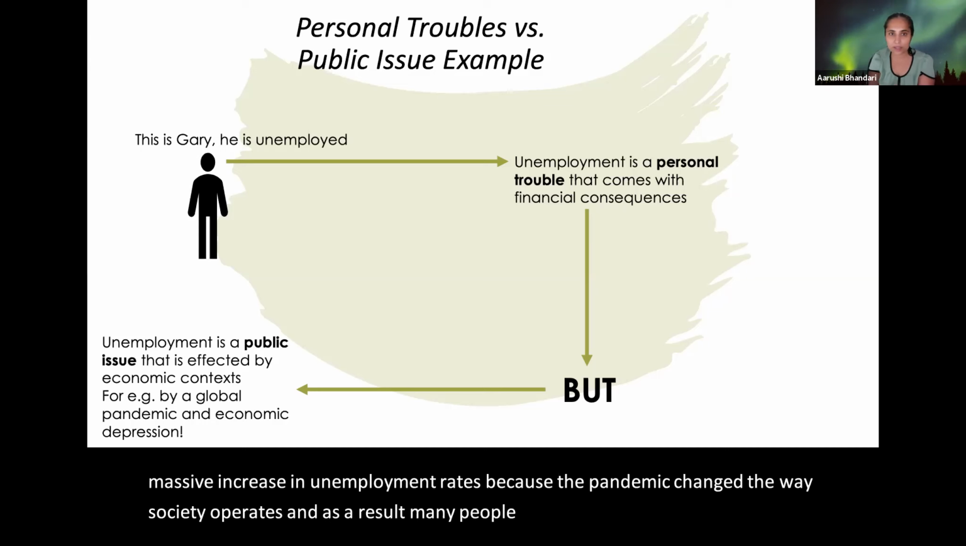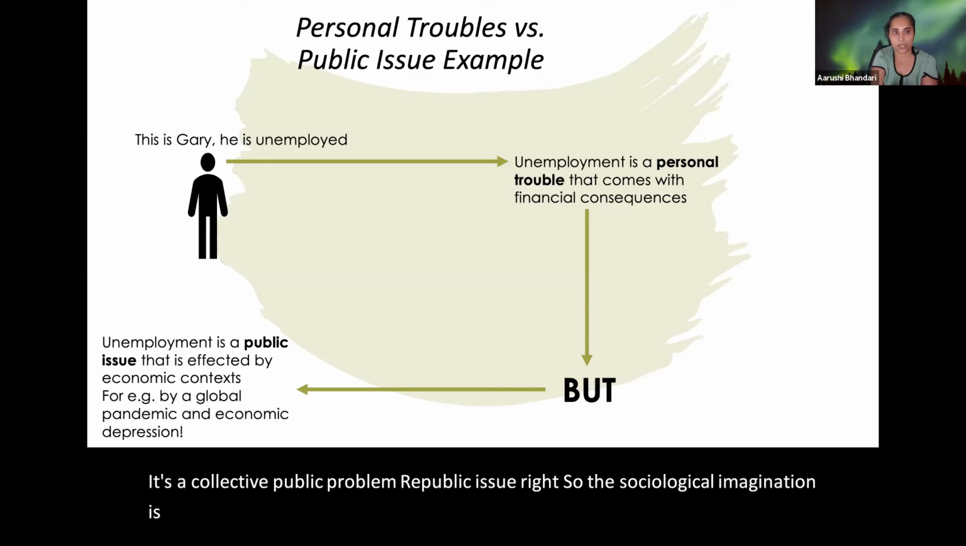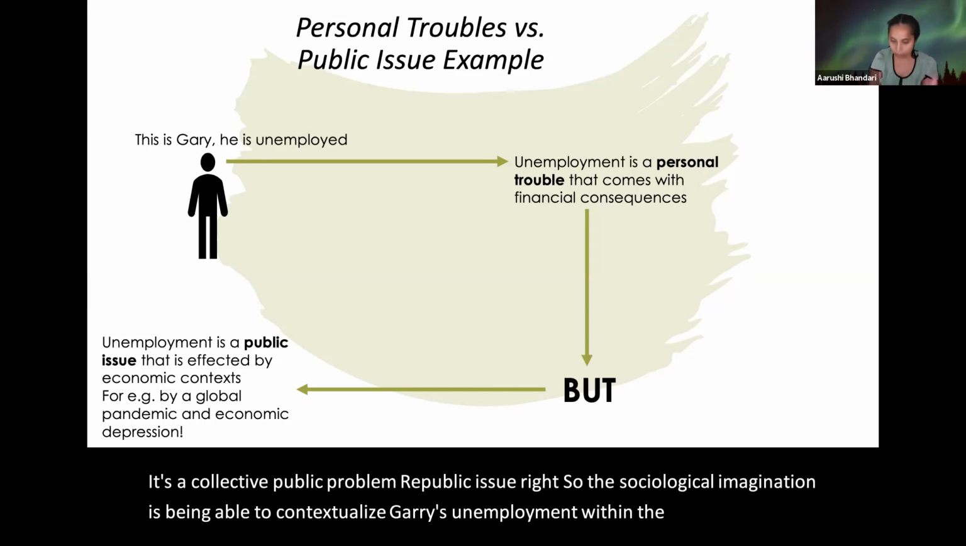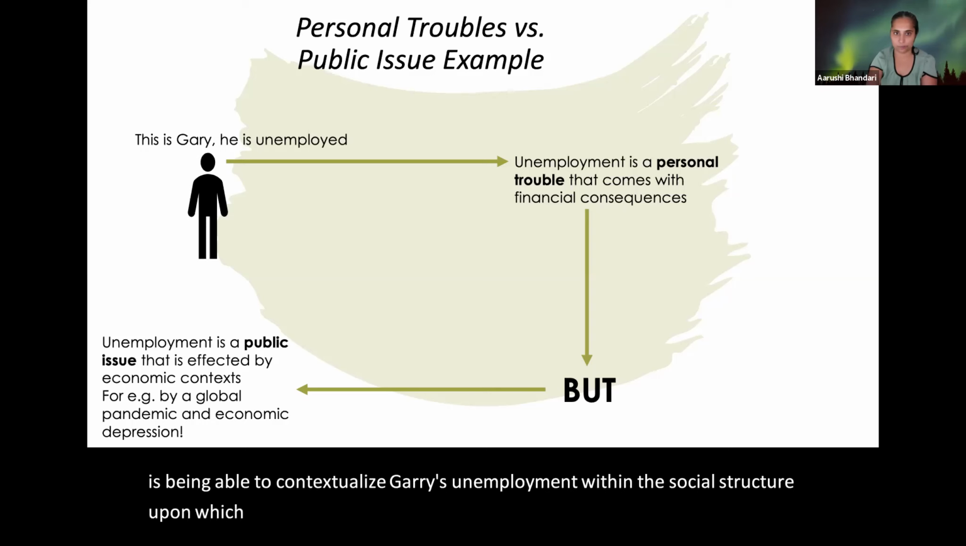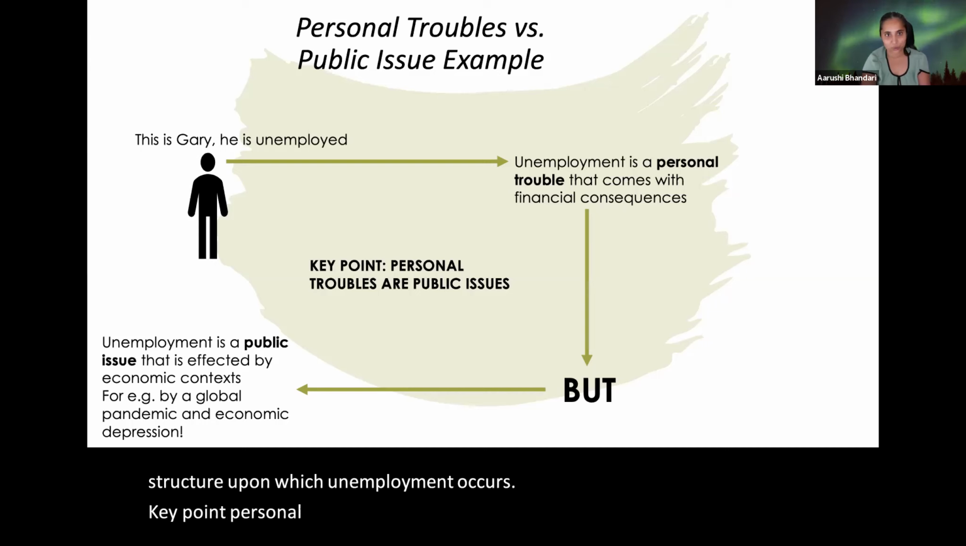So that's not really their problem alone. It's a collective public problem, a public issue, right? So the sociological imagination is being able to contextualize Gary's unemployment within the social structure upon which unemployment occurs. Key point, personal troubles are public issues from a sociological perspective.